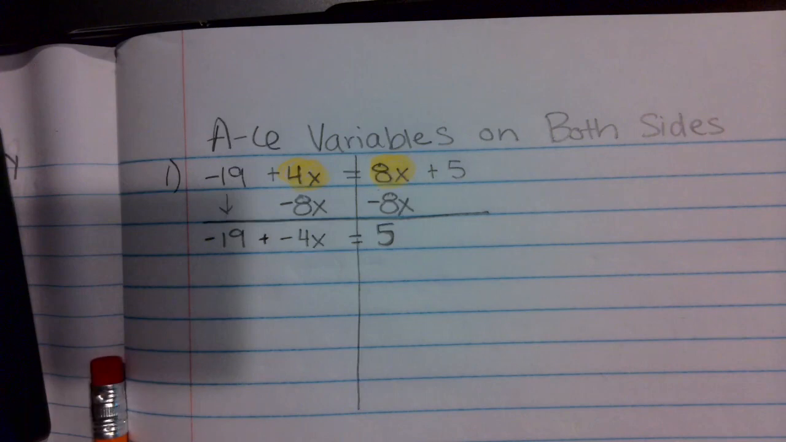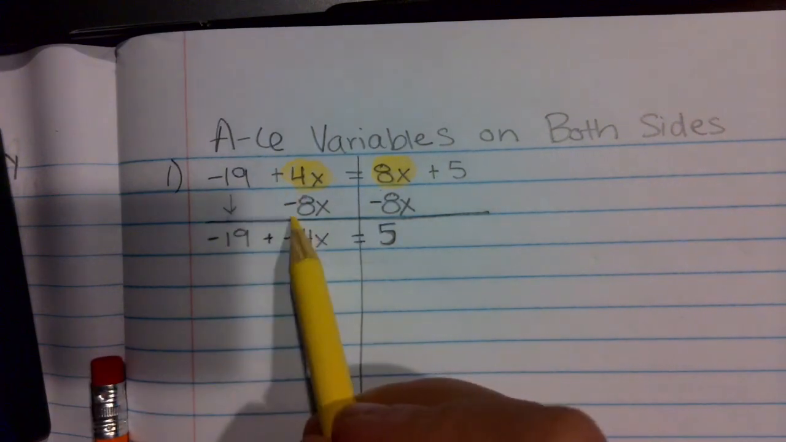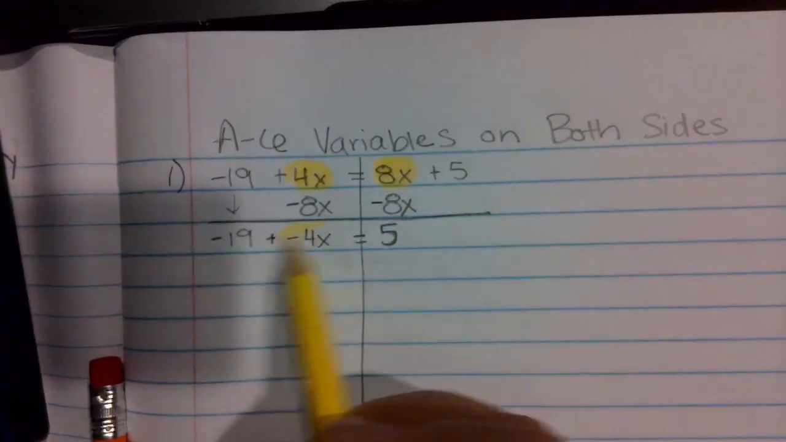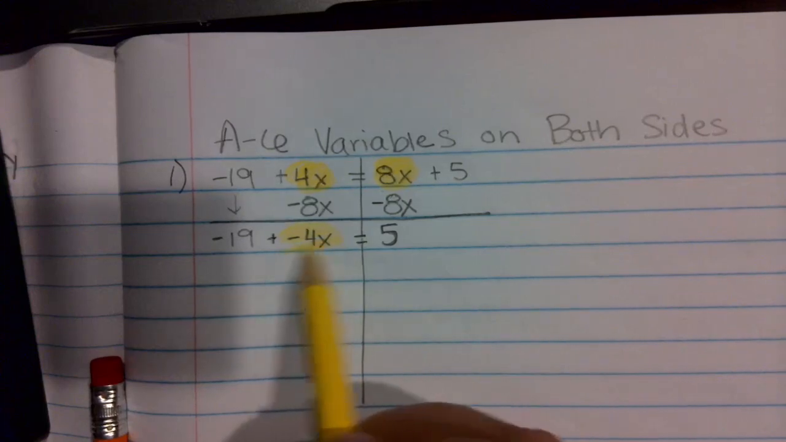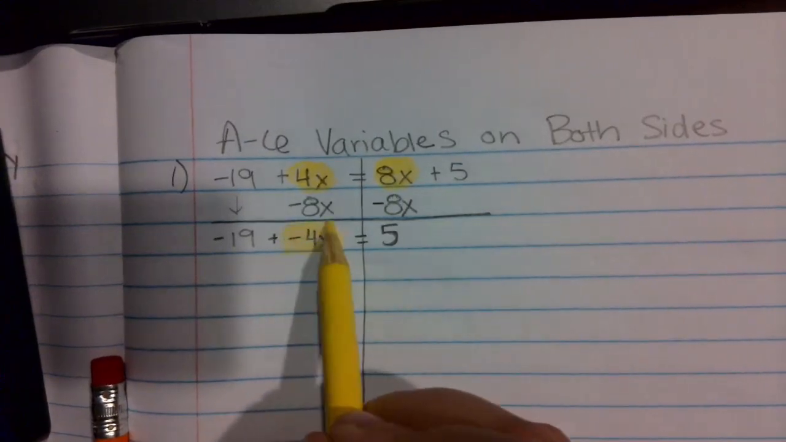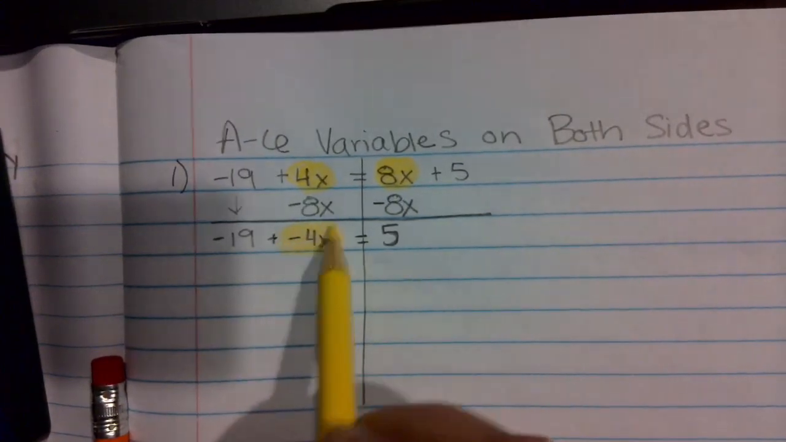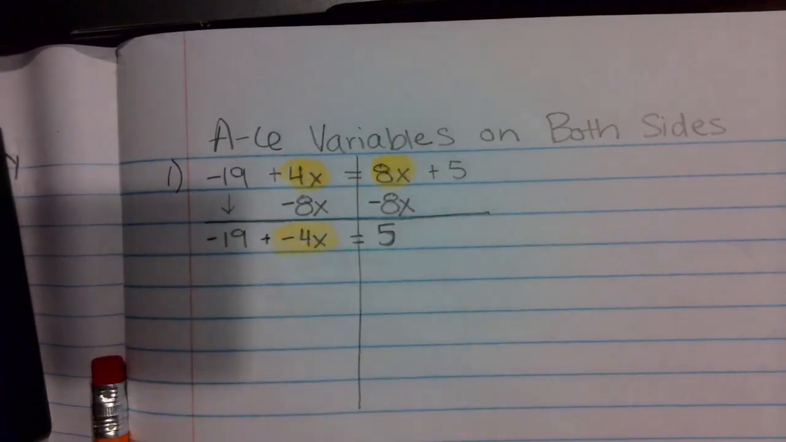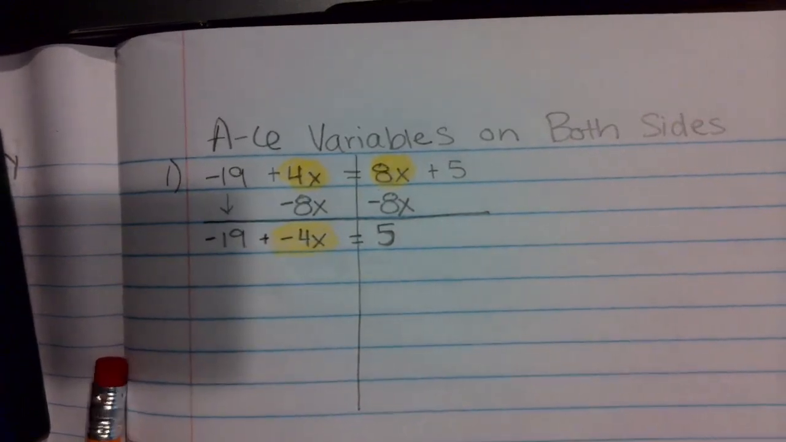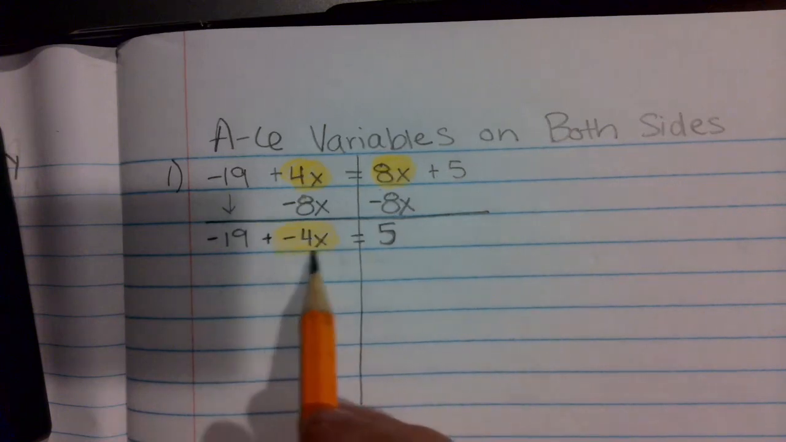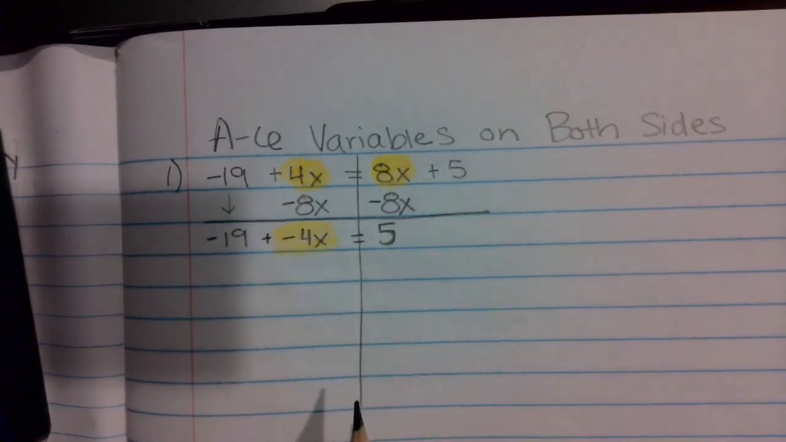Okay, so now if I look, I have just this negative 4x by itself. There's only one. This is our nice cozy two-step equation. Remember, that's our goal, is to get to that two-step. And I have x just on one side. So now to get x by itself, I have that negative 4 with the x. Those guys are besties. We keep them together as much as we can.